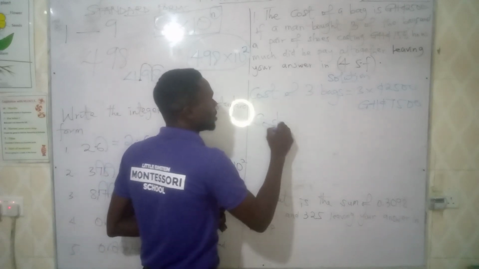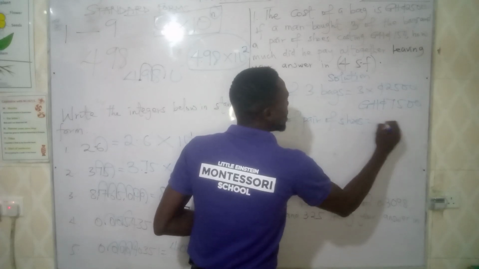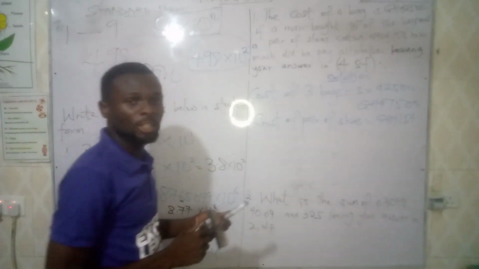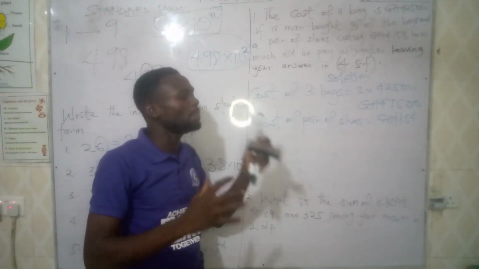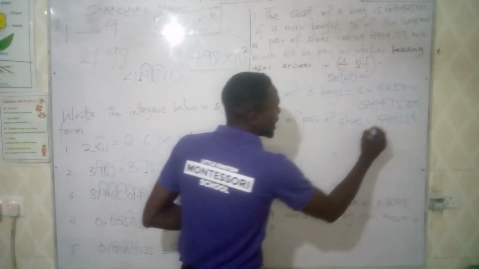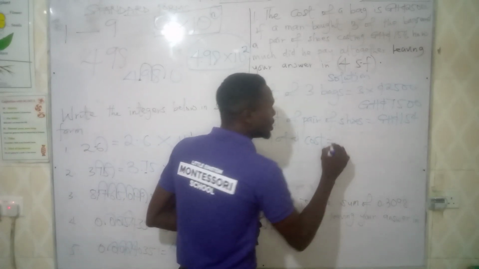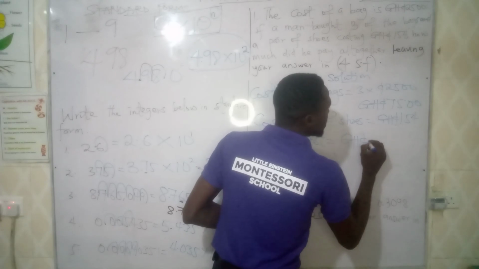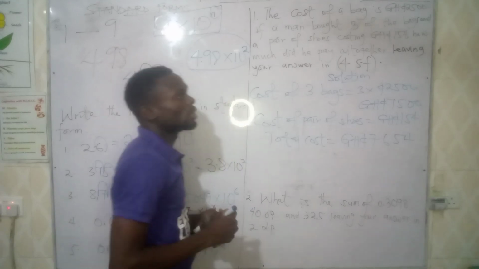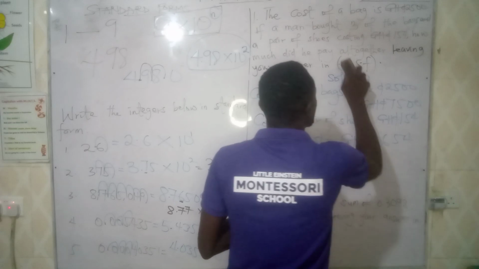Now when he bought the 3 bags, he bought another item which is 154. So cost of pair of shoes happens to be 154 Ghana cedis. Find the total because it says how much did he pay altogether. So altogether, we are just going to say total cost, adding this will give you 7654. Good.